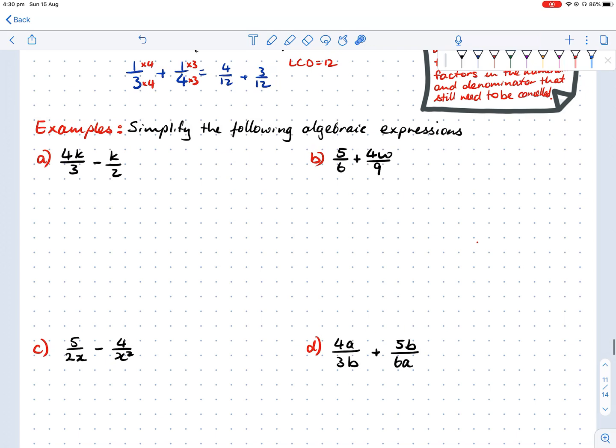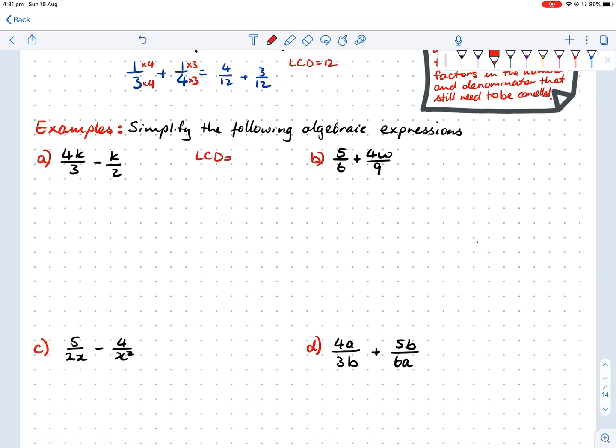So let's have a look at a couple of these questions. The first thing we're going to do with each of these is identify the lowest common denominator, and then we'll go about adding and subtracting these fractions. With this first example, we've got 4k over 3 minus k over 2. You can see that the denominators aren't the same at the moment, so we need to work out what the lowest common denominator is. So LCD.